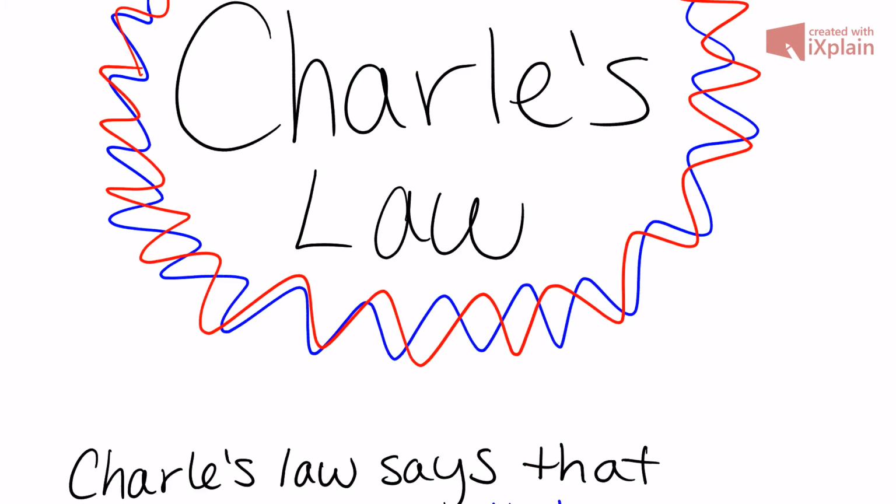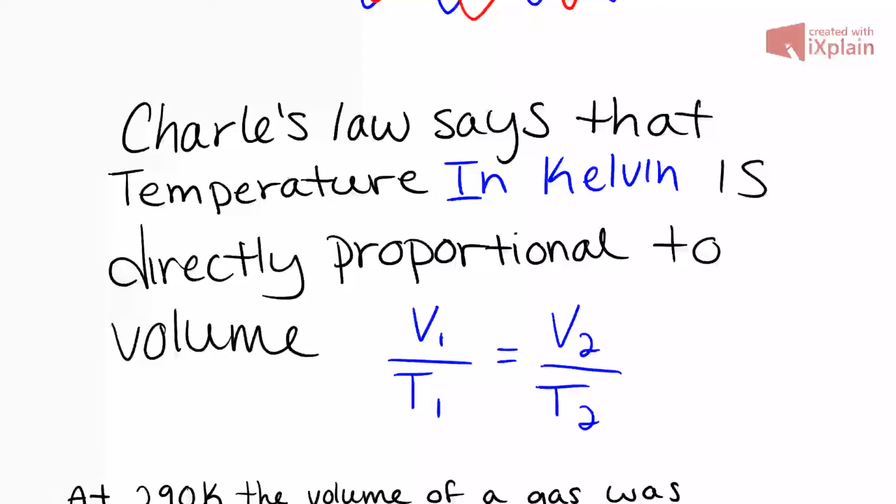Basically, Charles' law is a law that states the temperature in Kelvin, and it is very important to know that it is in Kelvin. It can't be in degrees Celsius or anything. It has to be in Kelvin all the time, is directly proportional to volume.